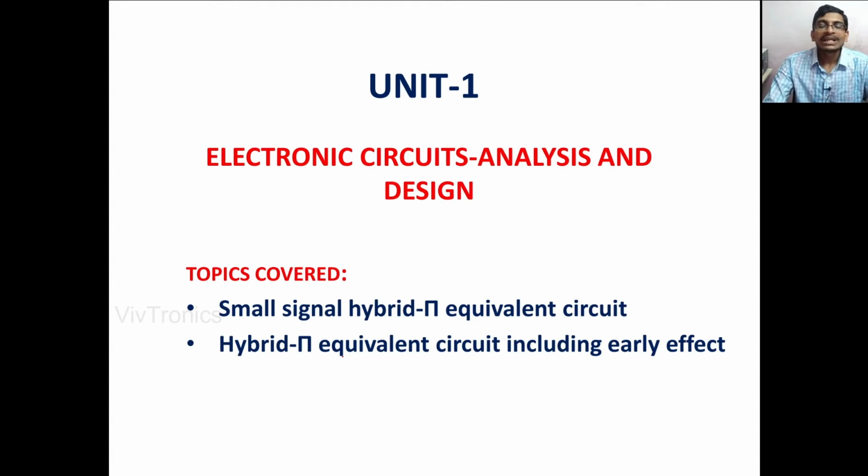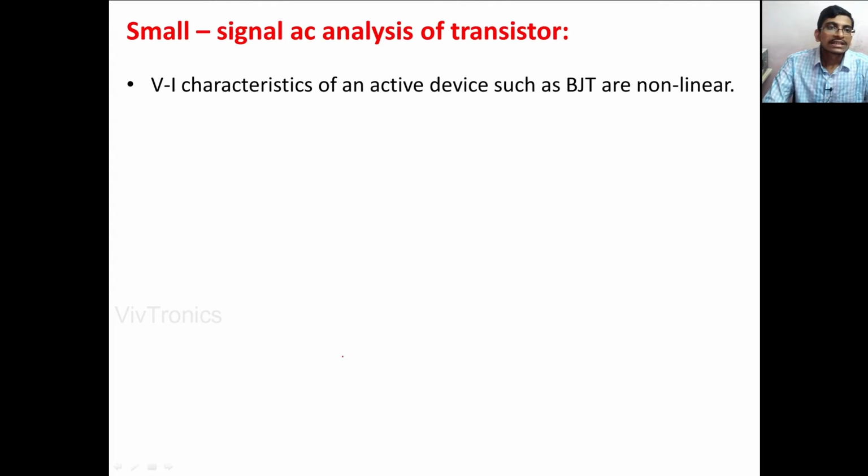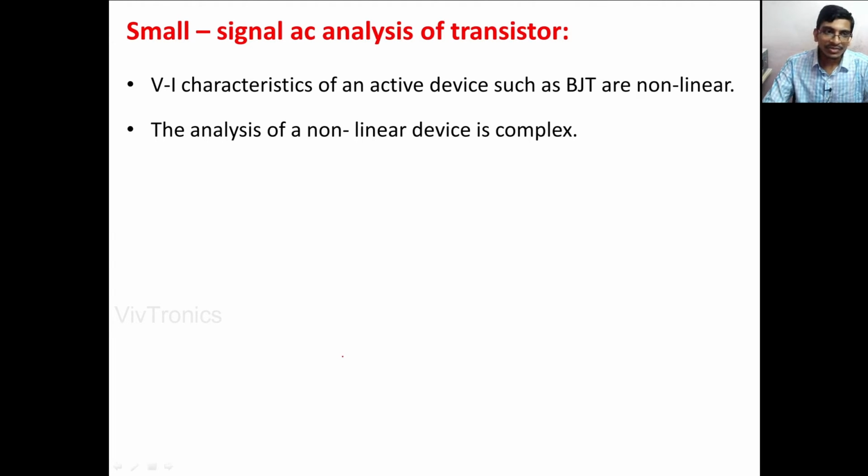So when we apply these small signals to our amplifier circuit, like a transistor amplifier circuit, what is the behavior of the transistor, like what is the gain of that amplifier, what is the input impedance and what is the output impedance that we need to get. But the VI characteristics of an active device such as a BJT are non-linear, so it is very difficult to analyze non-linear devices. The analysis of non-linear devices is complex.